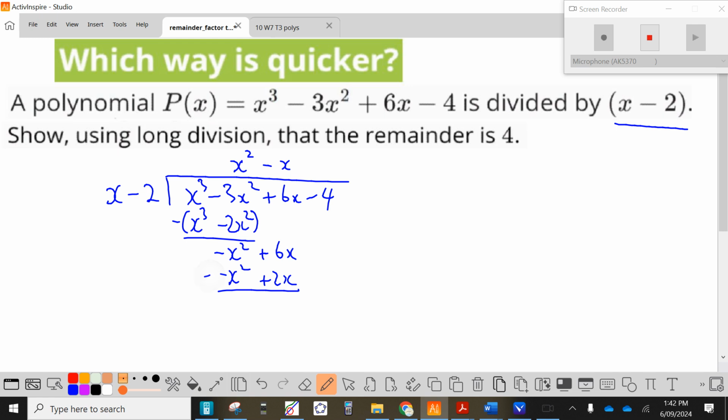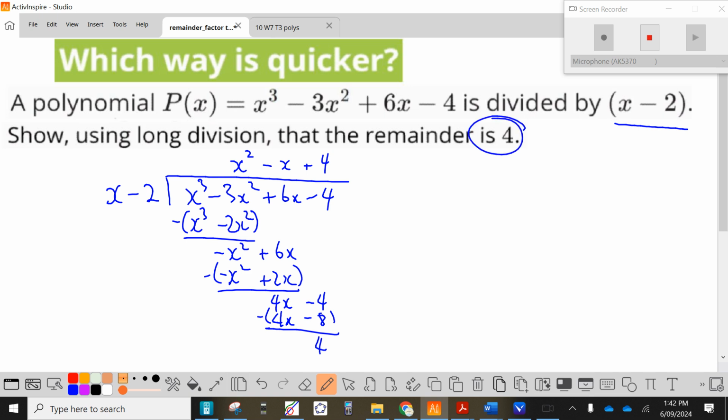Subtract all that there, I end up with 6 take 2, which is 4x, bring down the negative 4, times the x by positive 4, and I'll get 4x take 8. Then if I subtract, I end up with negative 4 plus 8, which is 4. So my remainder is 4.